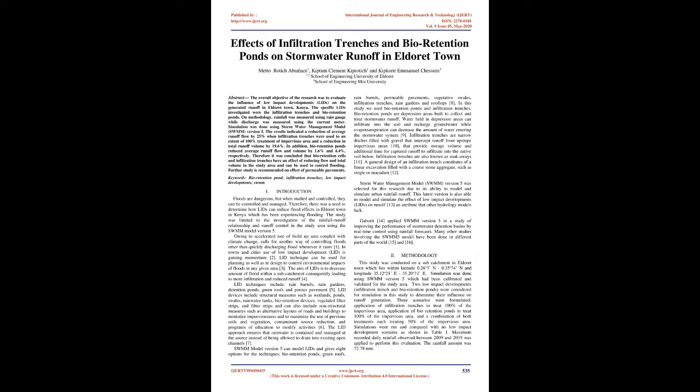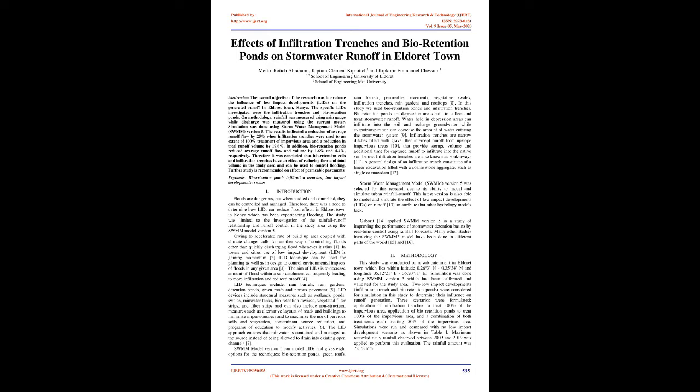On methodology, rainfall was measured using a rain gauge while discharge was measured using the current meter. Simulation was done using Stormwater Management Model, SWMM, version 5. The results indicated a reduction of average runoff flow by 25% when infiltration trenches were used to an extent of 100% treatment of impervious area and a reduction in total runoff volume by 19.6%. In addition, bioretention ponds reduced average runoff flow and volume by 1.6% and 4.4%, respectively.